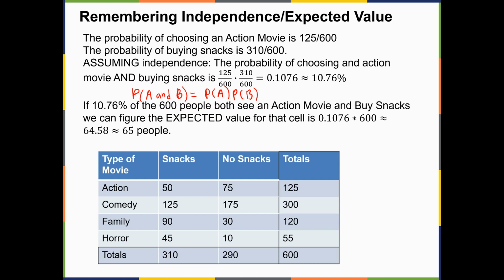So if 10.76% of the 600 people both see an action movie and buy snacks, we can figure the expected value for that cell is going to be about 0.1076 times 600. So that's 65 people. And that's what's going to be the expected value for this cell. The expected value for picking an action movie and buying snacks is going to be about 65 people.